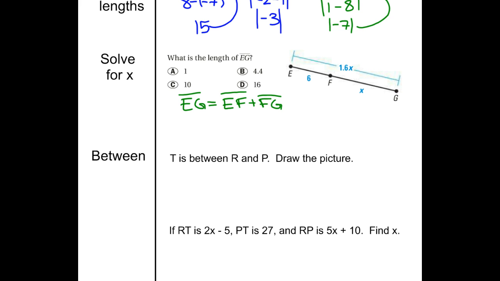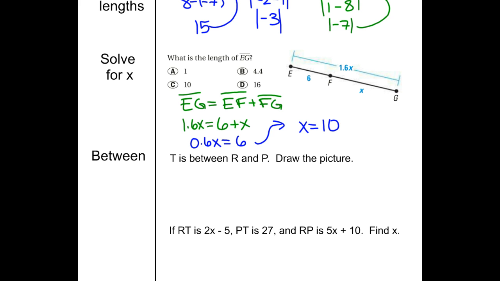Let's fill in what we know. We know EG is 1.6x. We know that EF is 6, and we know that FG is x. So let's just solve from there. If I subtract x from both sides, I'm going to be left with 0.6x equals 6, which means I have to divide by 0.6 to get rid of that on the left side there. Feel free to use your calculators for that. I know that x is going to equal 10.